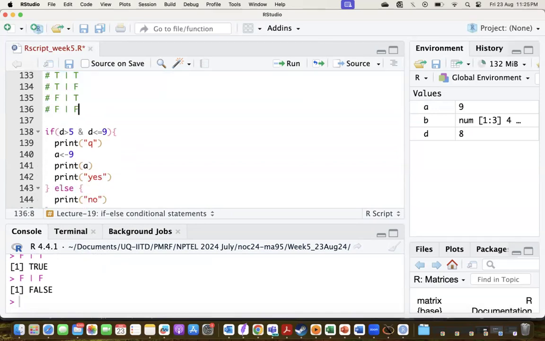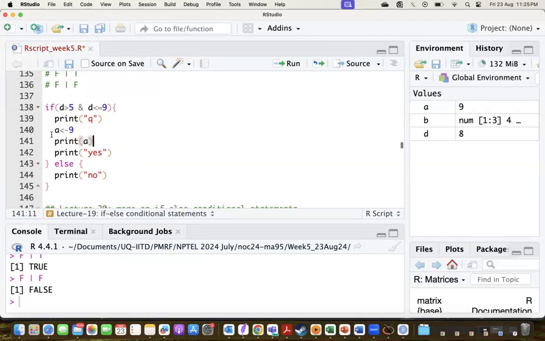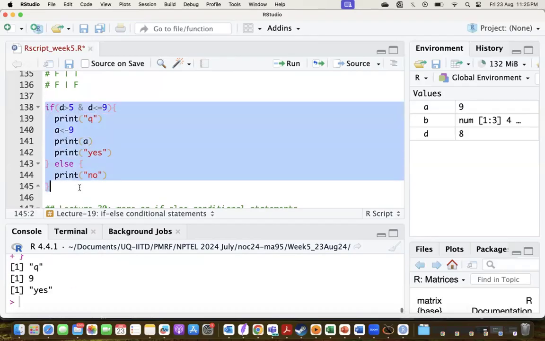Okay, so coming back to what we were practicing. So this is true. This is also true. So true and true give us true. In short, this condition is true. So the first chunk is going to get executed. Okay, the chunk after if. Now there's a lot of things happening here, so let's try and execute the whole thing.